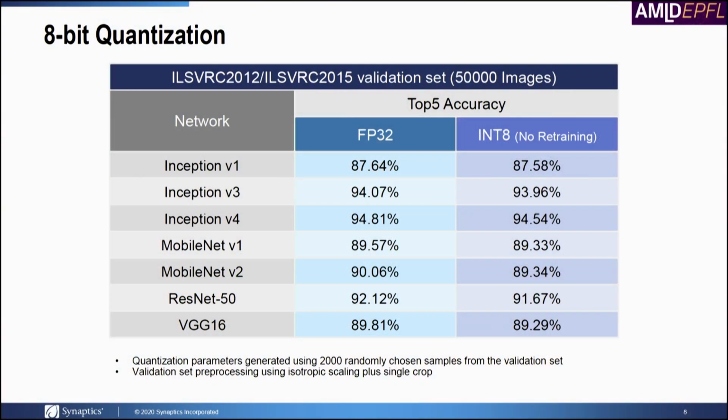This slide presents some popular models like Inception, MobileNet, and ResNet, and the top 5 accuracy that we get using the quantized versions of those models. As you can see, we don't lose a lot of accuracy. It's very minimal.